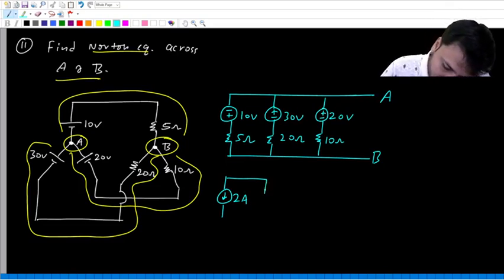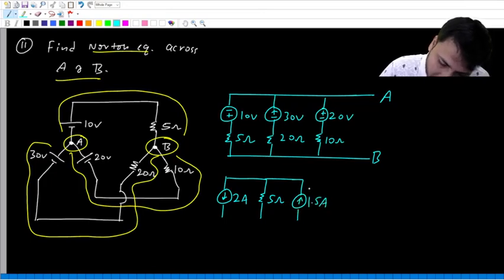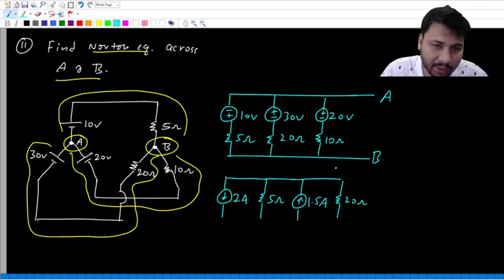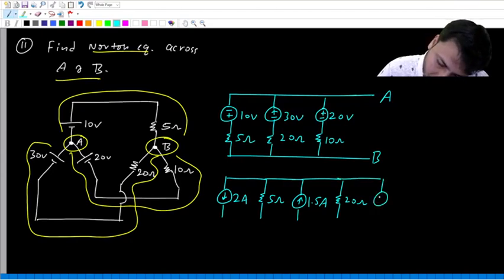So 10 volts in series with 5 ohms will become 2 amps in parallel with 5 ohms. And then 30 volts in series with 20 ohms will become 1.5 amps in the upward direction in parallel with 20 ohms. And 20 volts in series with 10 ohms will become 2 amps in parallel with 10 ohms. 2 amps will flow in the upward direction.